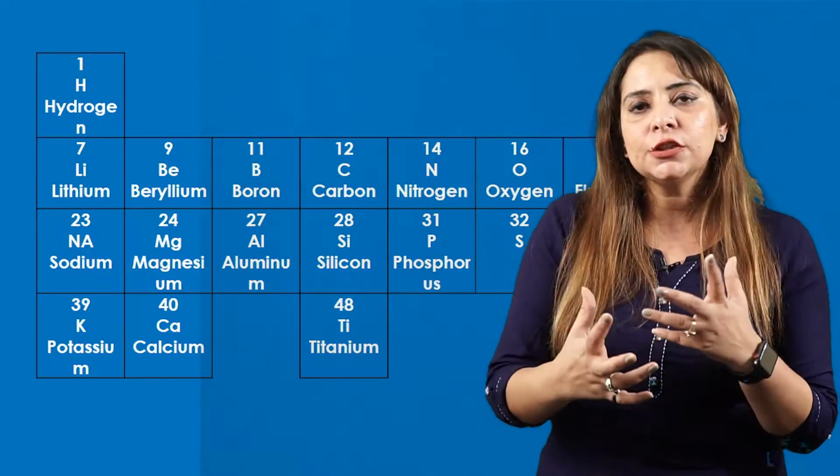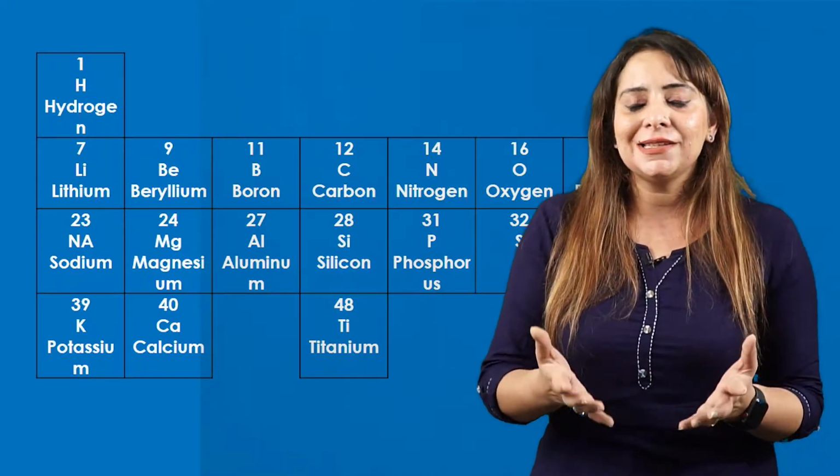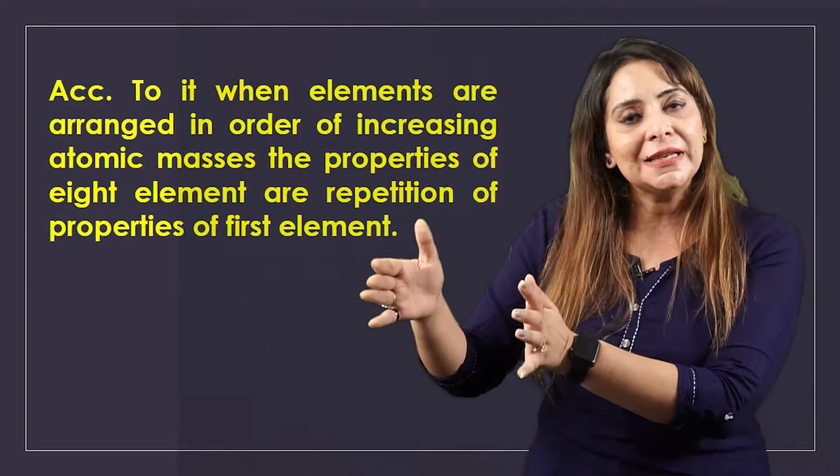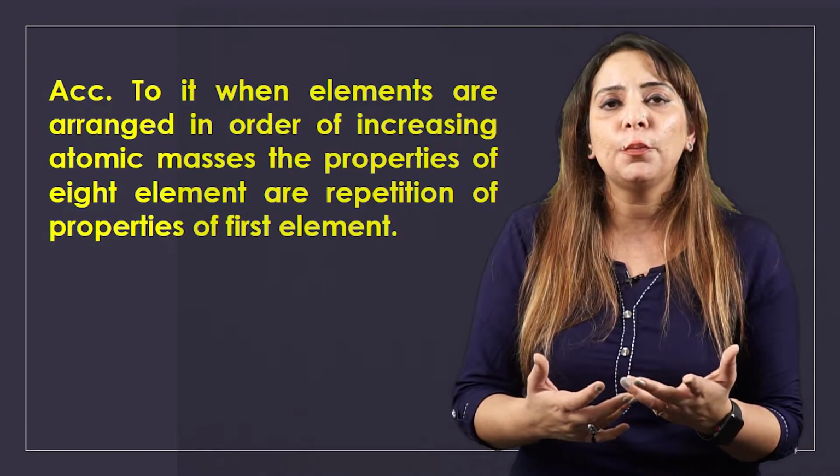Got it? So if somebody asks you about Newland's law of octaves, you can say that he arranged the elements in order of increasing atomic masses such that every 8th element repeats the property of its first element. You may get a question like this: suppose 1 is the first element of Newland's classification and 8 is the 8th element, how many elements lie in between them? You don't have to include the first and the 8th one. You have to write that there are 6 elements from any first to any 8th element in Newland's law of classification. So let's move on to another attempt.